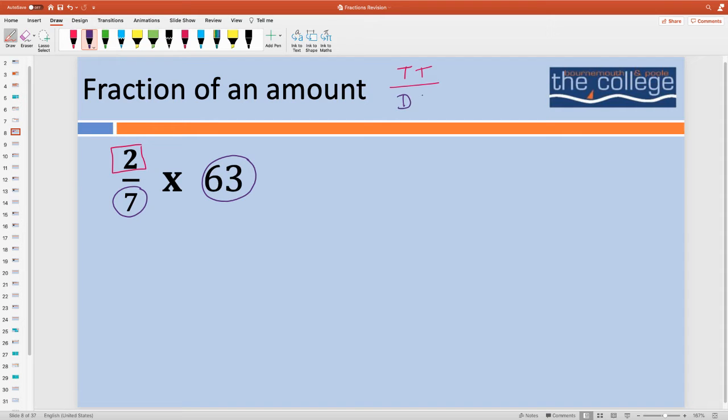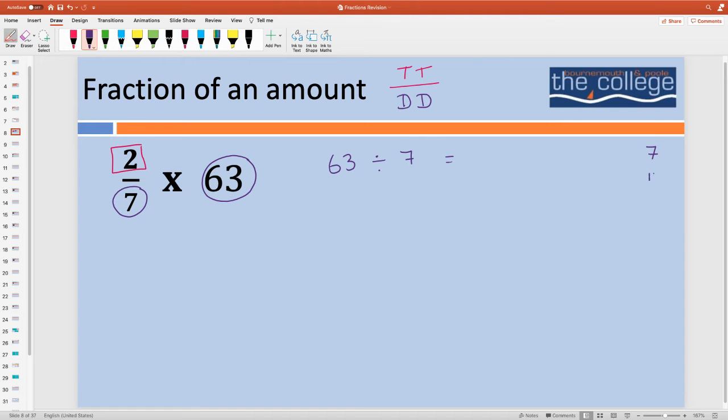Okay, now you can do this in either order. You can times first or divide first. I prefer to divide first because then I get smaller numbers. So I'm going to take my 63 and I'm basically splitting it up into 7 equal parts. Okay, so I do that. If you're not sure about dividing by 7 or the 7 times table, it's always worth writing them out just down the side of the page.